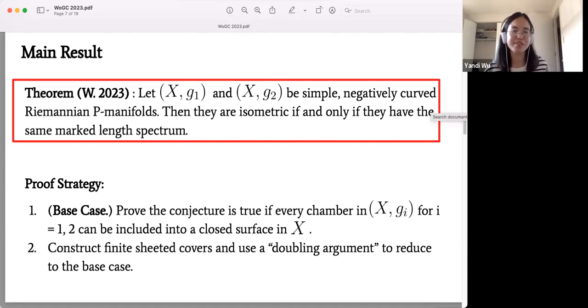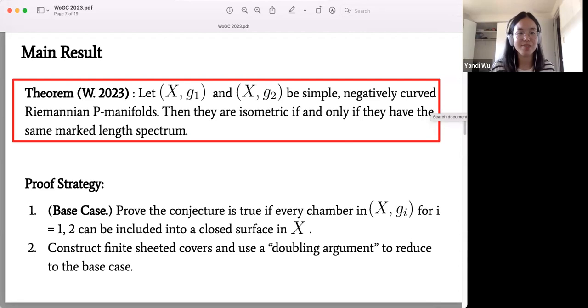So if you're more familiar with how Teichmüller space is defined, you can think of this as saying G1 and G2 are isotopic metrics. So they're equivalent up to isotopy in the space of metrics on these P manifolds. And yeah, just to give you a flavor of how my proof goes.